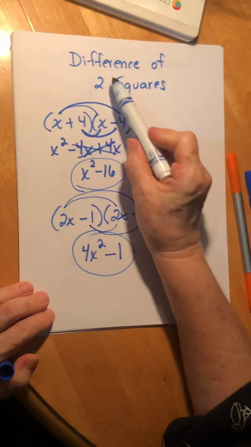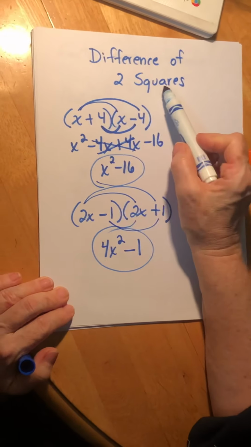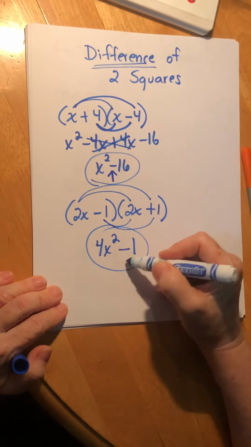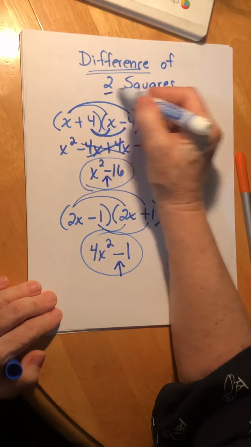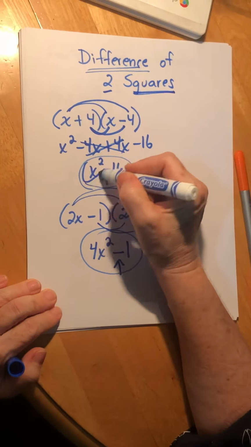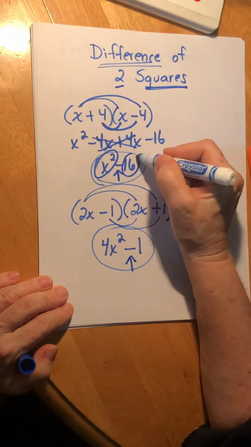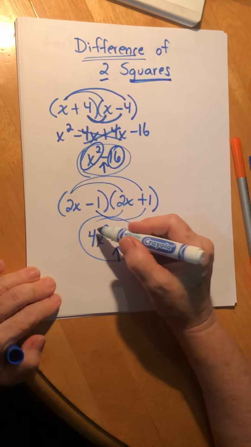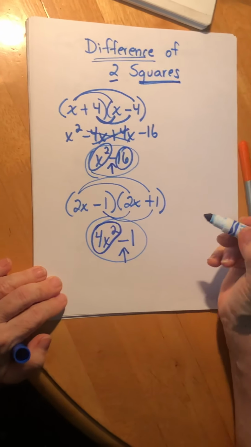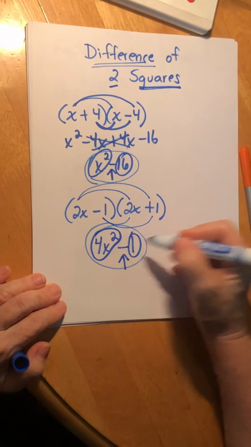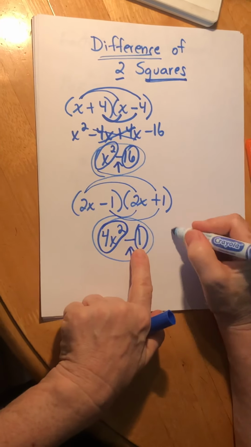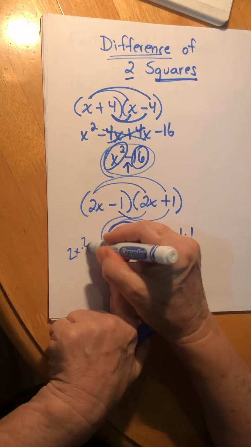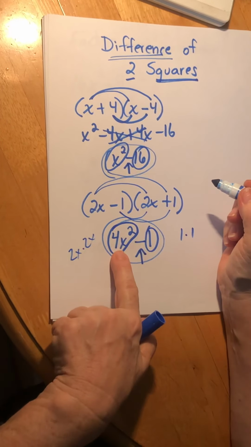And we call those difference of two squares. What's the difference? A subtraction. Here it is, and here it is. And two squares. Here's one perfect square, and here's the other one. 16 is a perfect square, and x squared is a perfect square. Why is 1 a perfect square? Because 1 times 1 is 1. 2x times 2x is 4x squared.